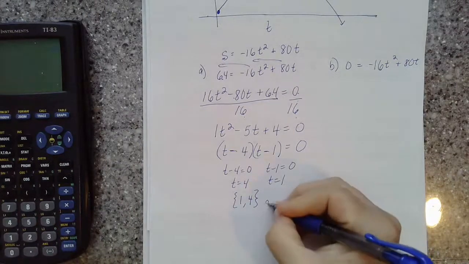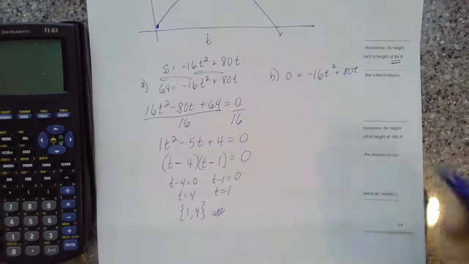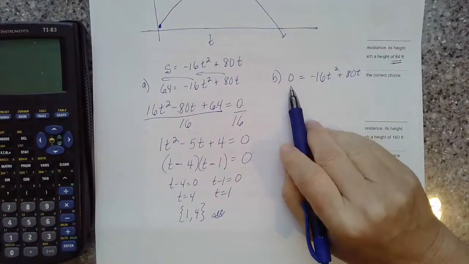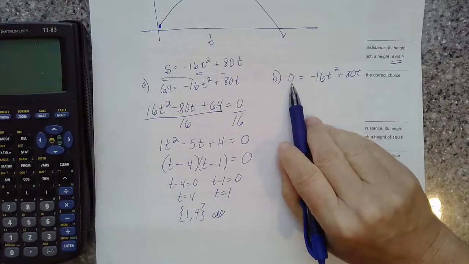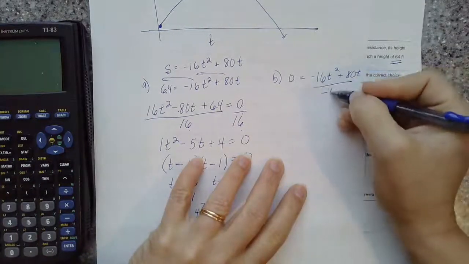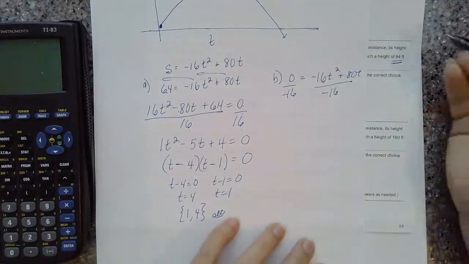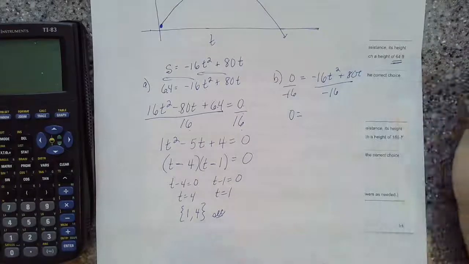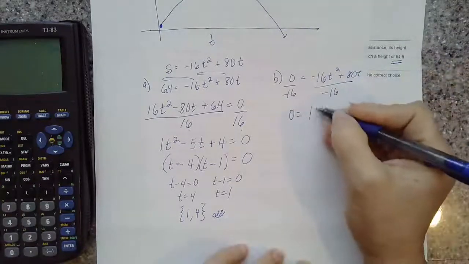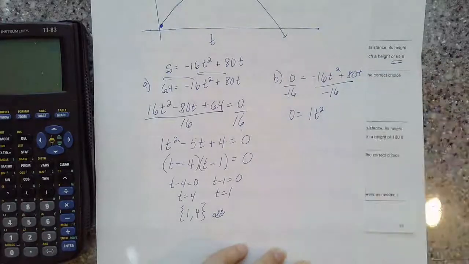For B part, remember that's the hitting the ground example, so I have S is 0. This is a little easier actually because I don't have the third term. I can directly just divide out the negative 16 or positive 16, whatever you prefer. But you can divide to make this a little easier. I'll have 1t squared. I just like a positive number on my leading coefficient. So I prefer to do that, but it's not required.